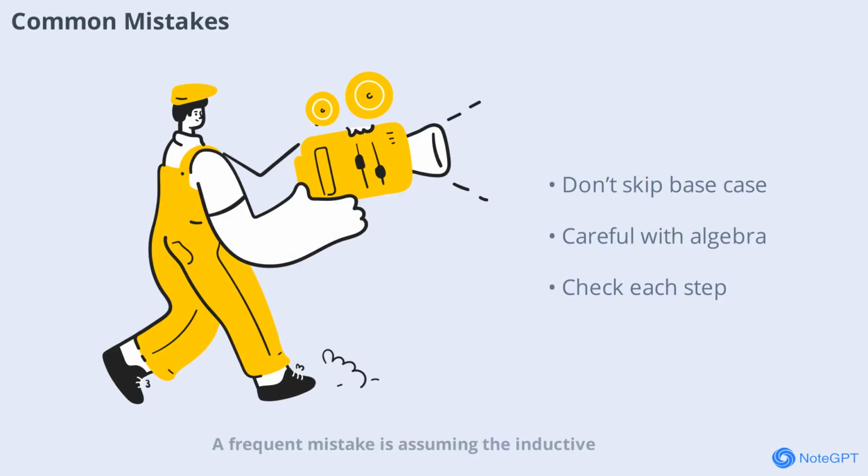A frequent mistake is assuming the inductive step is obvious or skipping the base case. Both are essential. Another pitfall is making errors in algebraic manipulation during the inductive step. Always write out each step clearly and check your logic to avoid these common errors.